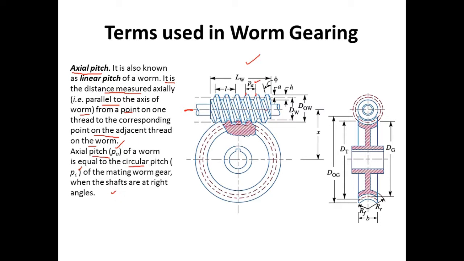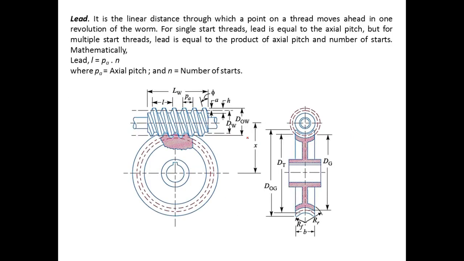Shaft meaning one shaft, the shaft of the gear, will pass through this point, and the axis of the shaft for the worm is this one. So these shafts may be at right angles, or may not be at right angles. So this was the axial pitch. It is also known as linear pitch.